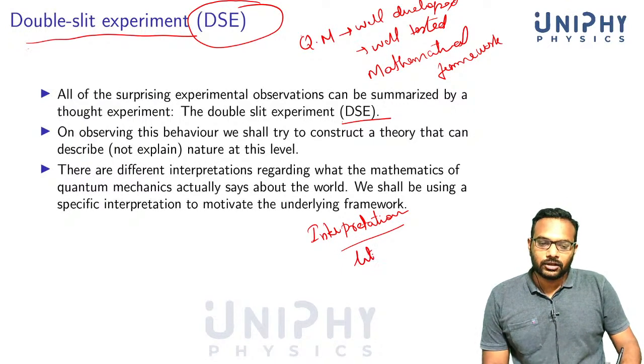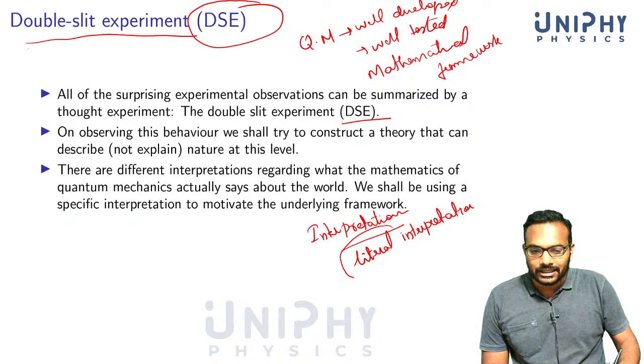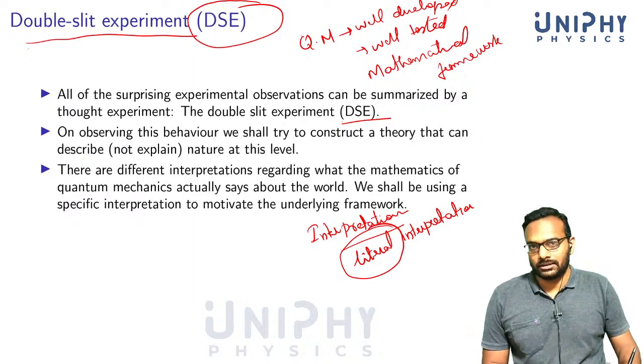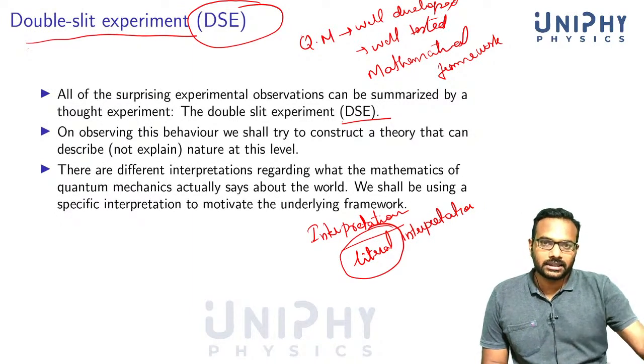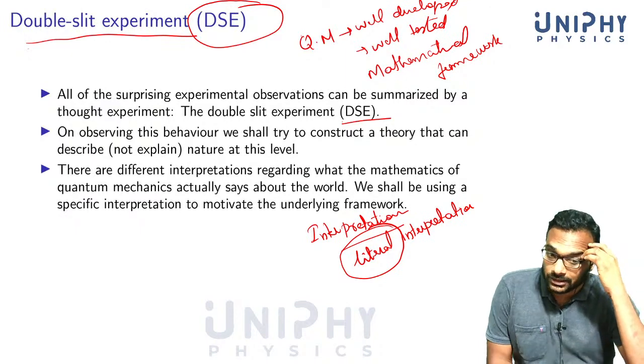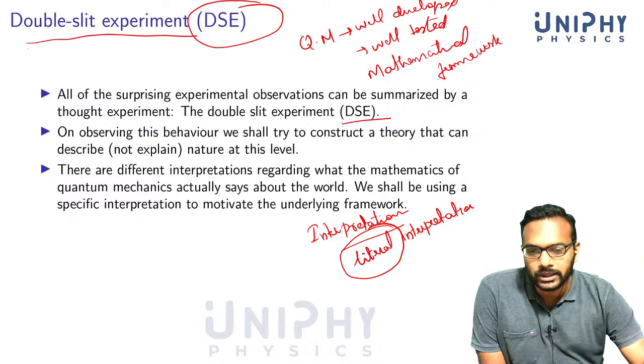This interpretation I will call the literal interpretation. This is just a term, literal interpretation, which means that I am assuming that quantum mechanics, the mathematics of quantum mechanics, literally describes the behavior of nature. So there is no different interpretation. We will take the mathematics literally. That's the thing that we will be doing.